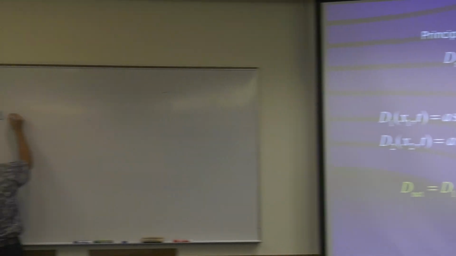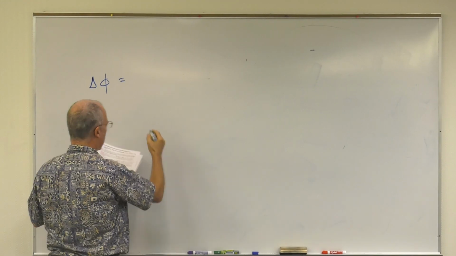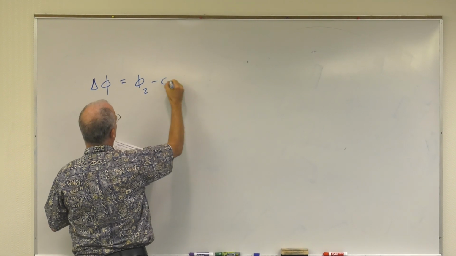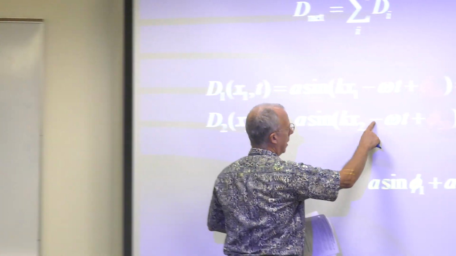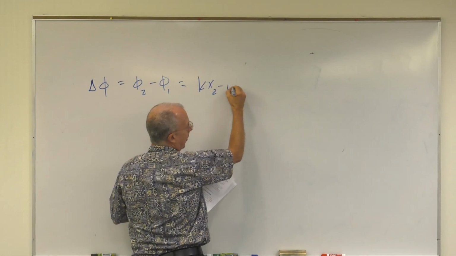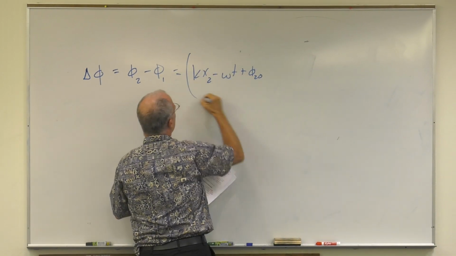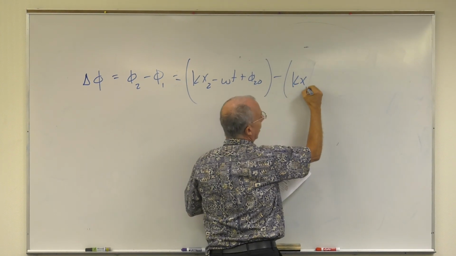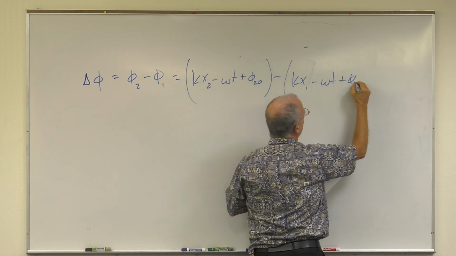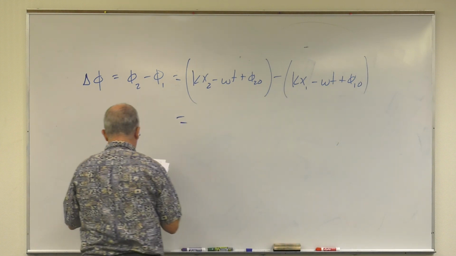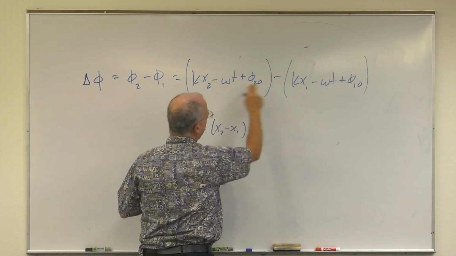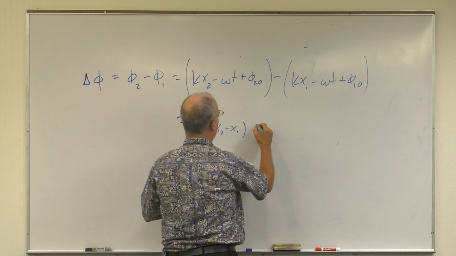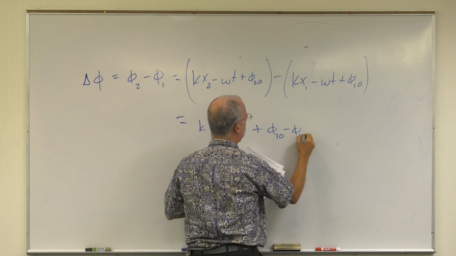All right, let's do it. So delta phi is, let's just do 2 minus 1, it doesn't matter. So phi 2 minus phi 1: kx2 minus omega t plus phi 2,0, minus kx1 minus omega t plus phi 1,0. Very exciting, right? So we have k times (x2 minus x1). The omega t's just go away. And then we get phi 2,0 minus phi 1,0.